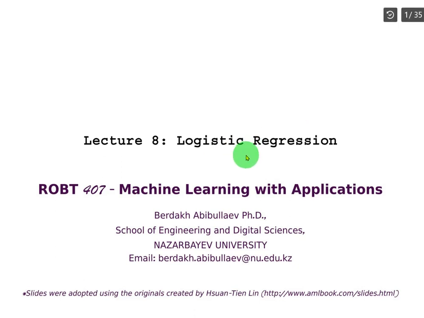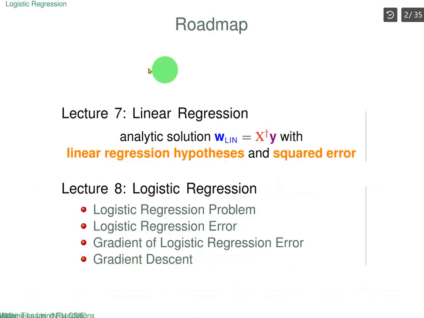In this lecture, we will introduce another algorithm called logistic regression. In the previous lecture, we studied linear regression. The linear regression algorithm can be used to answer questions related to how much, in our specific case how much credit limit should be given to the applicant. It is a different problem than classification.